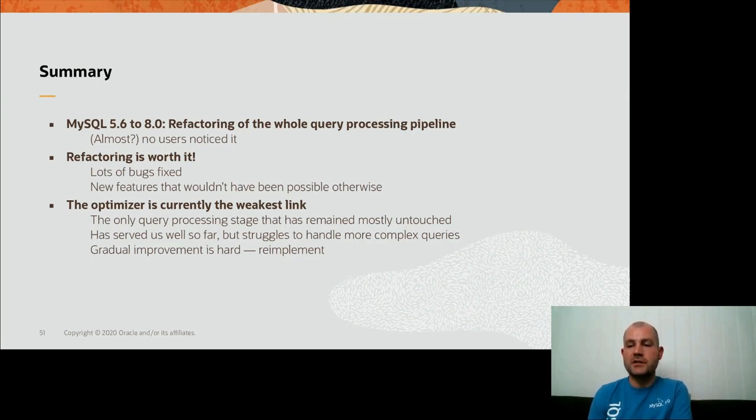And currently, the optimizer is the weak link. So that's the obvious next step for us. We have a prototype at the moment. We'll see how it turns out, but it's looking very good so far. But it's a lot of stuff to re-implement, so it will take some time to get there. And then there's a long process ahead of us of performance testing to prove that it's good enough to be put into production.